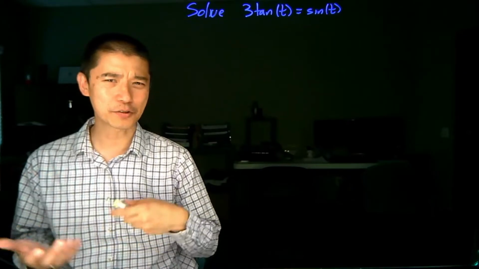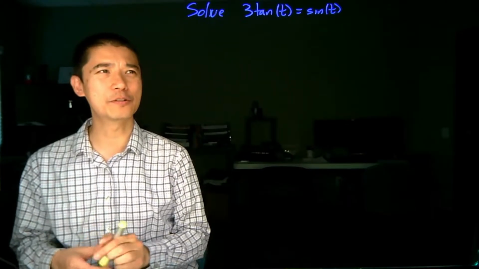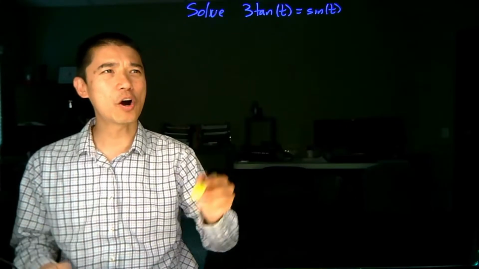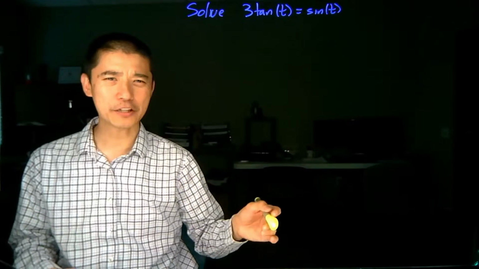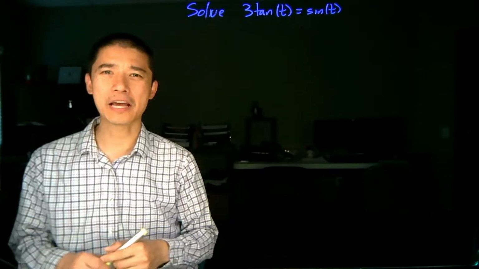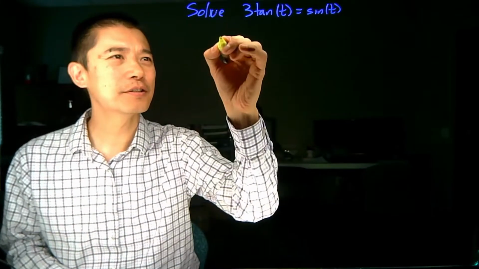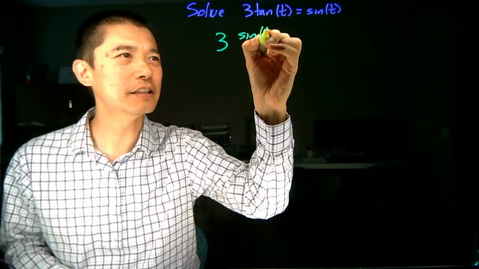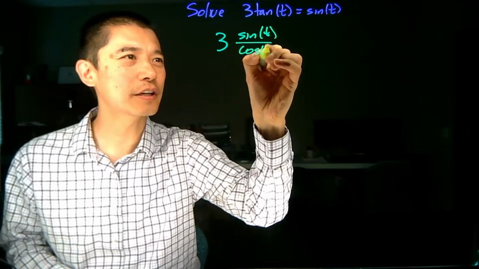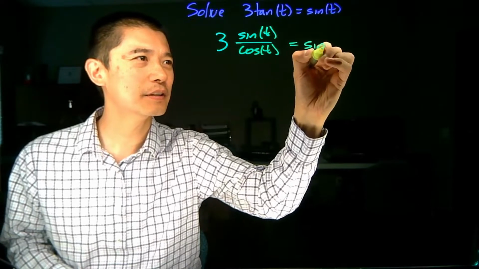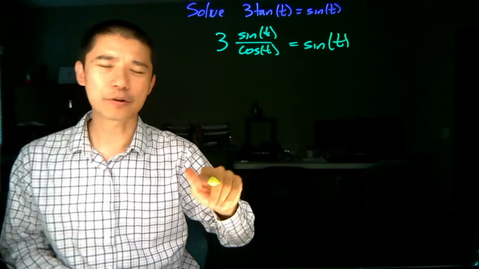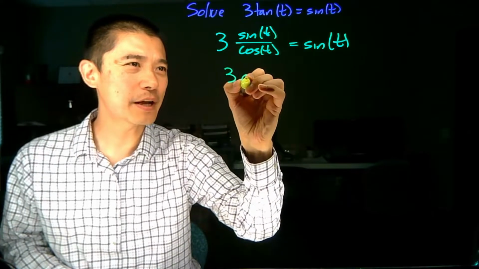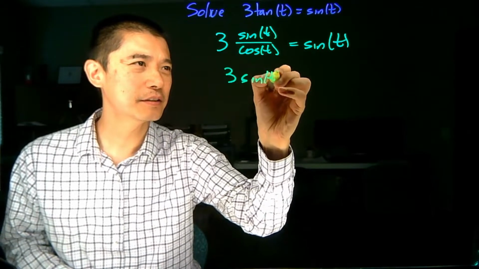And so you have to just work through what other possible substitutions you can make. When in doubt, you can always try to get everything in terms of sines and cosines. It's not always the best move, but it's something you need to have in your arsenal of tricks. So 3 sine of t over cosine of t equals sine of t. Well, we had a fraction, so we might as well clear the denominator, multiply both sides by cosine of t.